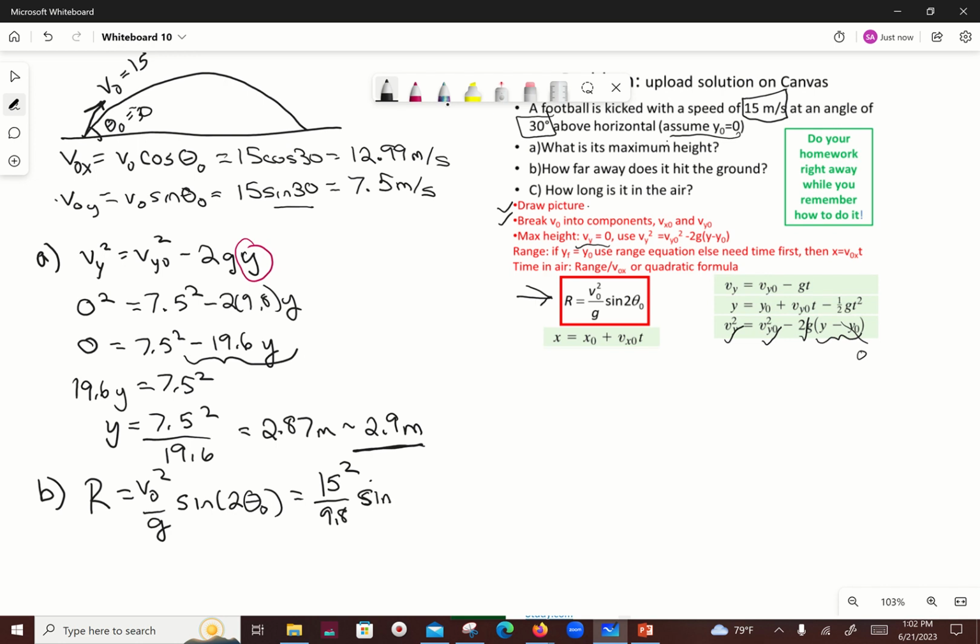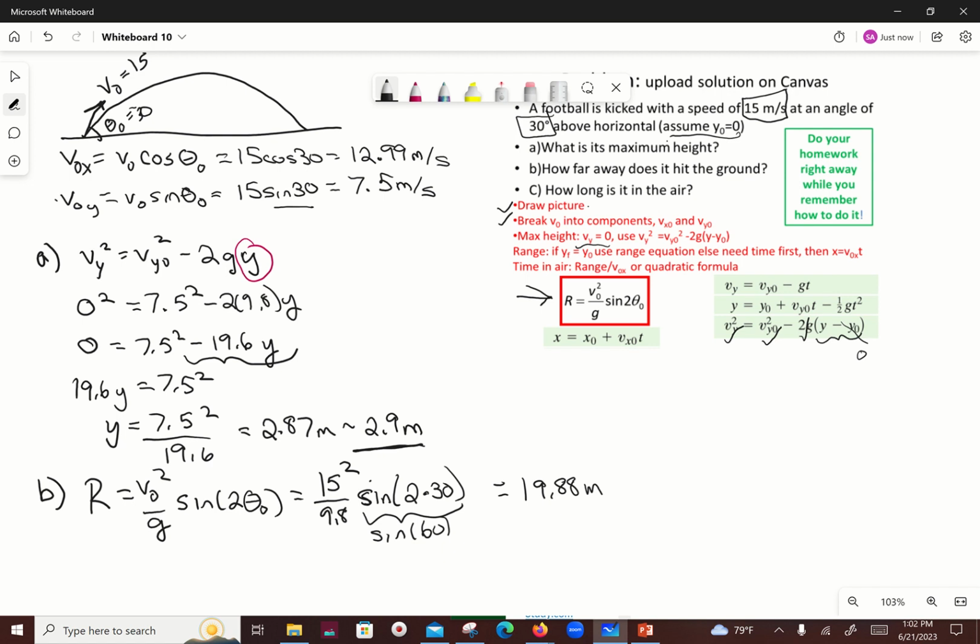So how do you put the sine of 2 theta in your calculator? What you do is you do sine of 2 times 30. So that's actually the sine of 60. All right, so you're going to put in 15 squared over 9.8 times the sine of 60. And if I do that, I get 19.88 meters.